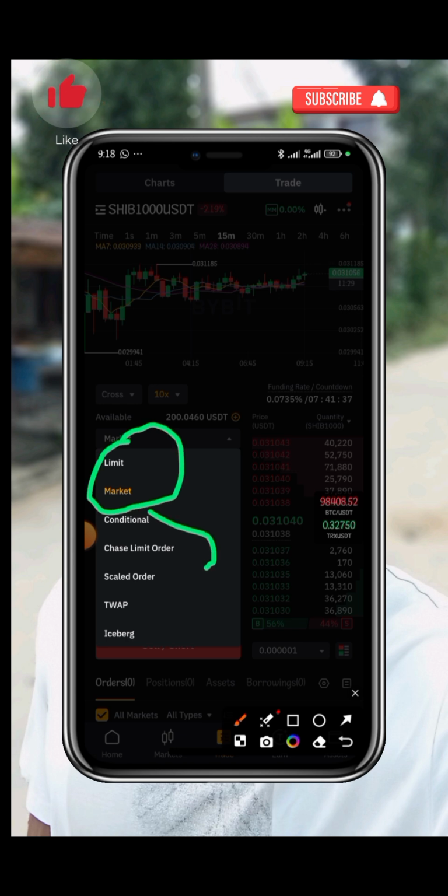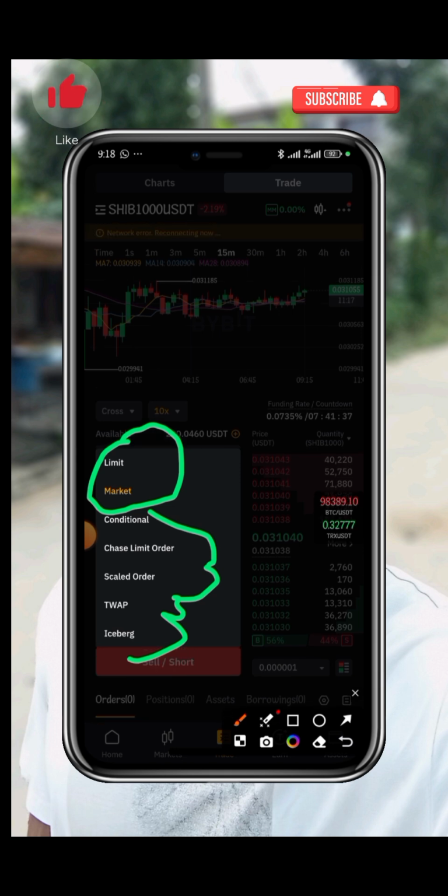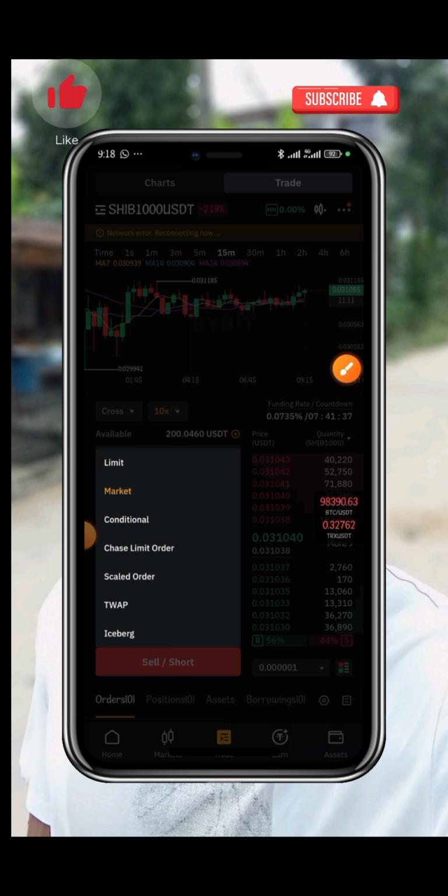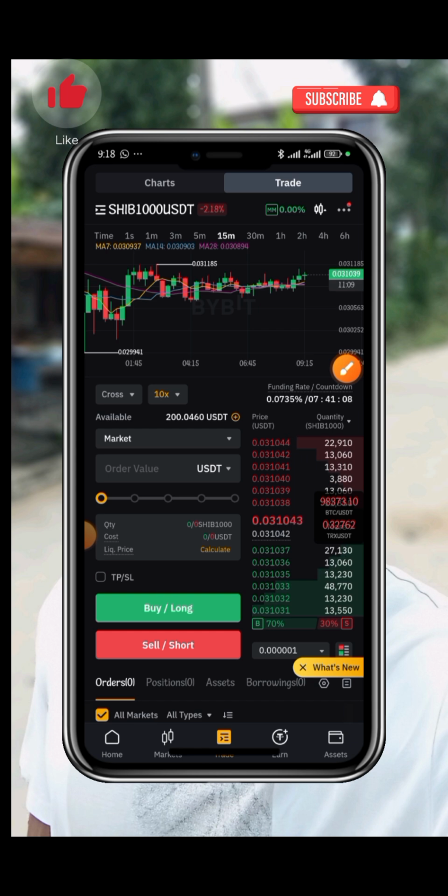Forget conditional trading, chase limit order, scaled order, swap, and iceberg. Forget them. They are not for your level currently. These are particularly for options traders and the rest of them. So for now, just focus on limit and market order. So when you are asked to open a trade at current market price, that's what you should do.